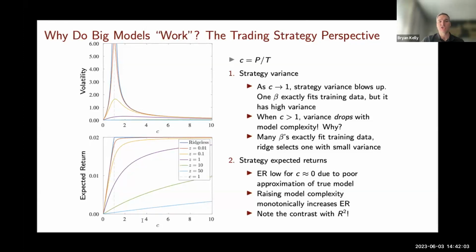Now, this bottom plot shows the expected return of the trading strategy. This one I think is a less surprising result. What it shows you is that the expected return of a trading strategy is strictly increasing in complexity. That is very intuitive because the expected return is not about the magnitude of my forecasts. It's about how good those forecasts are on average.